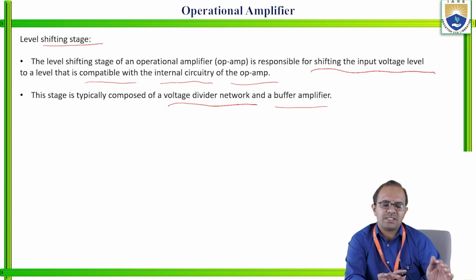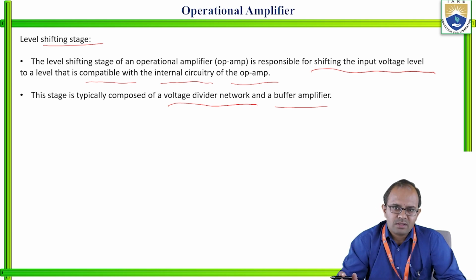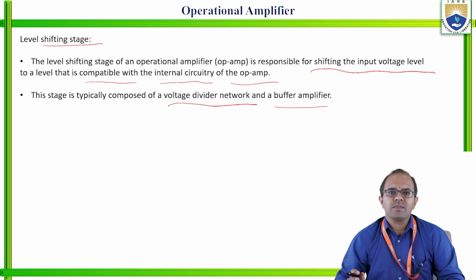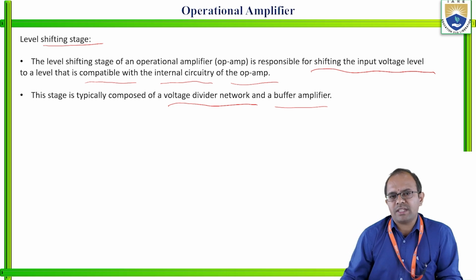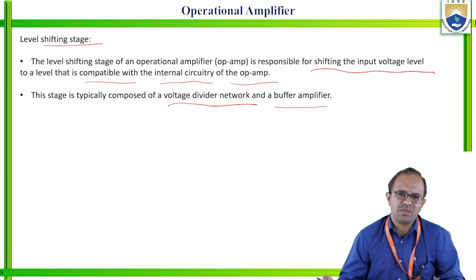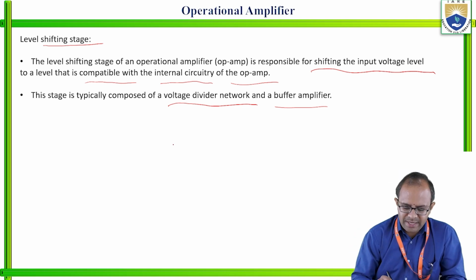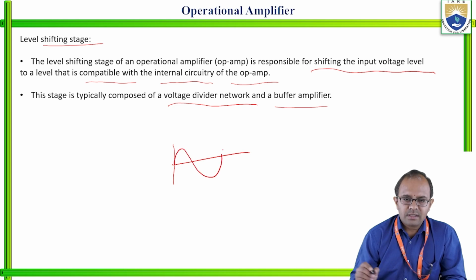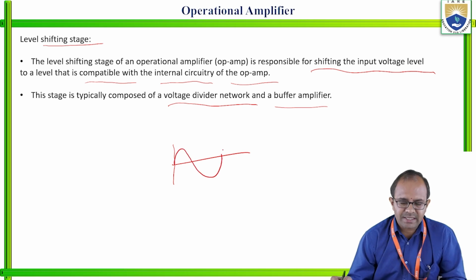See, the purpose of this stage is very clear. It is going to shift the voltage levels. What is meant by shifting voltage levels here? If you draw a signal like this, what will you say about this signal? This is symmetrical, of course. This is symmetrical with respect to the origin.